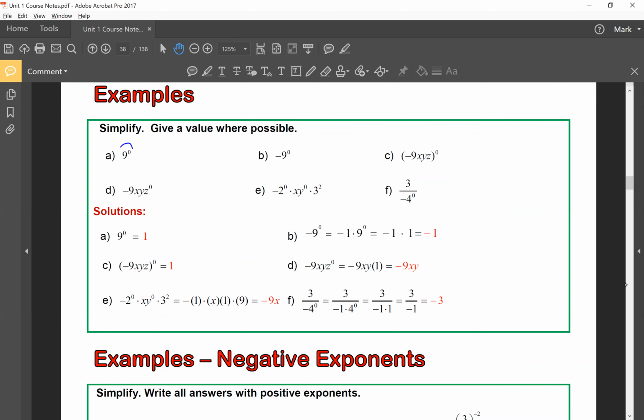So A, 9 to the power of 0, is 1. B, watch out for that negative. That negative is not in brackets. That negative is not to the power of 0.